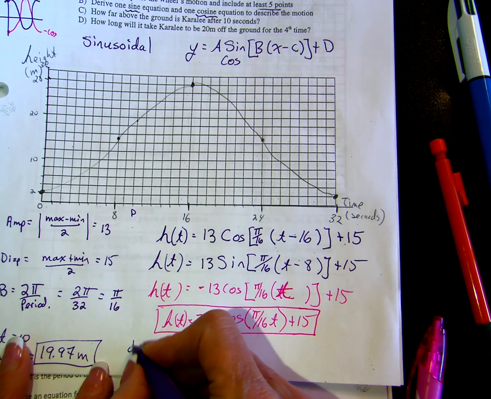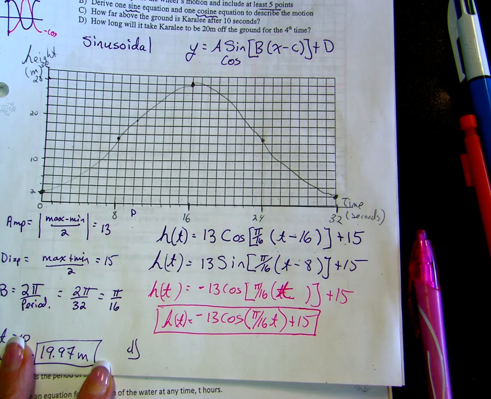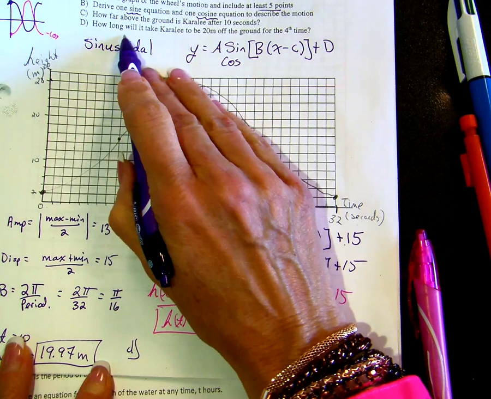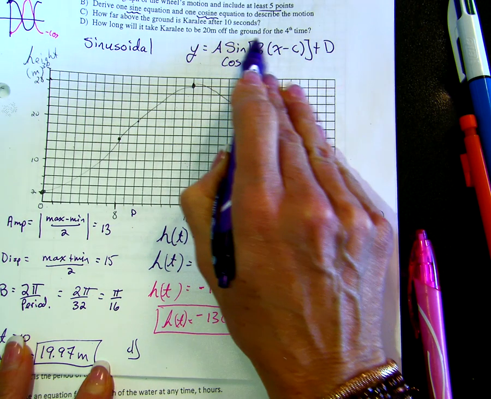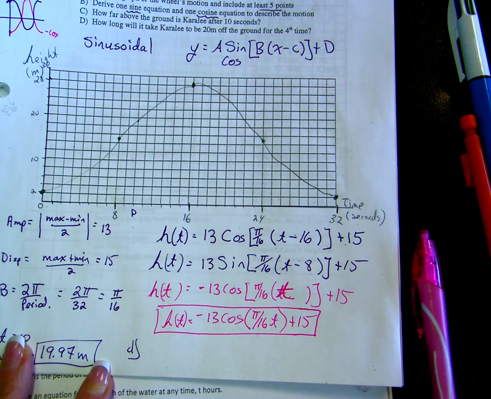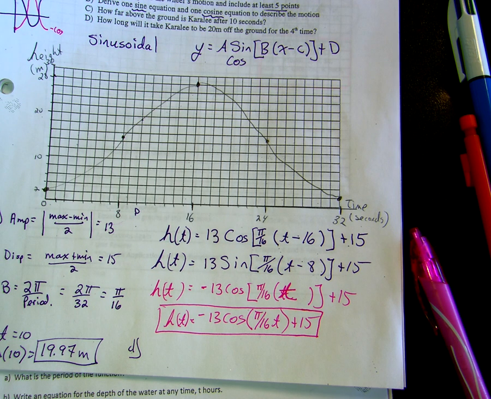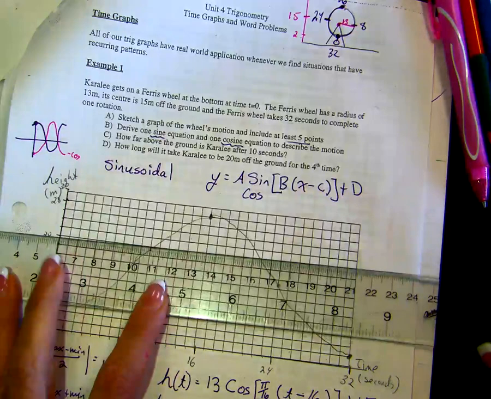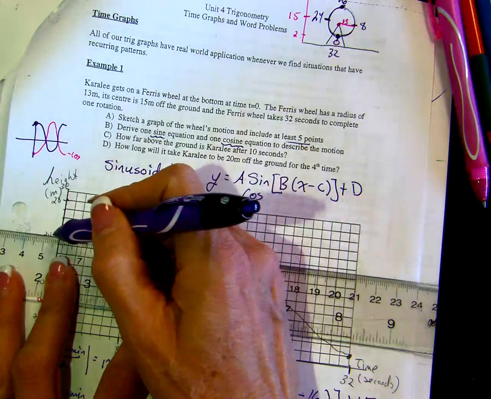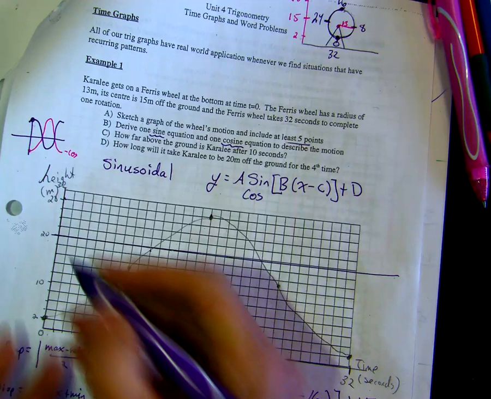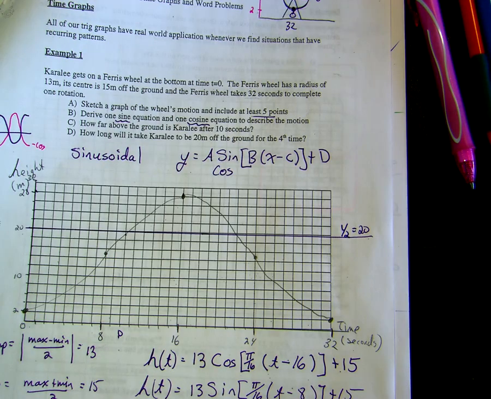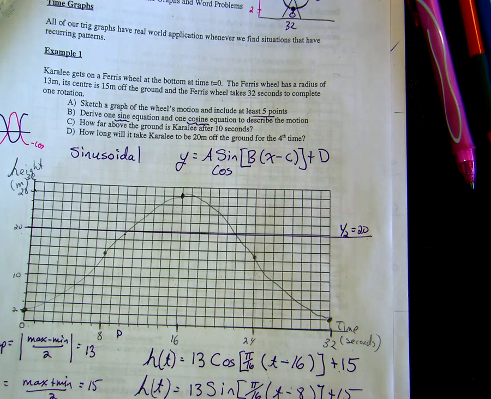This fourth question here, part D. How long will it take Carolee to be 20 meters off the ground for the fourth time? Okay, this is asking us to find time given the height. Just like we did in Math 11 with all of those parabola questions, if you have the y value and you're trying to work backwards to find the x value, then you have to graph y2 equals 20 and look for the intersection. But the problem is we're assuming she's gone around the Ferris wheel twice.